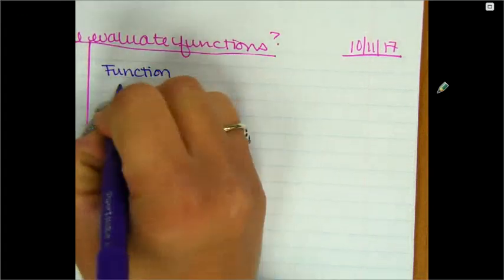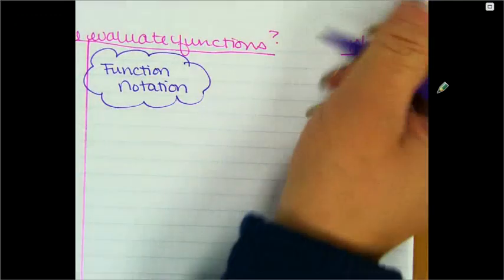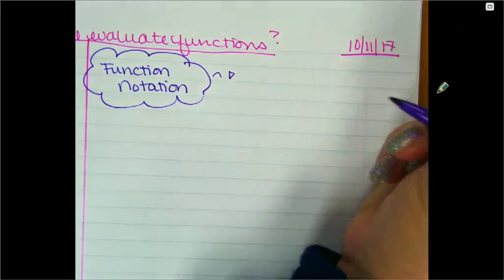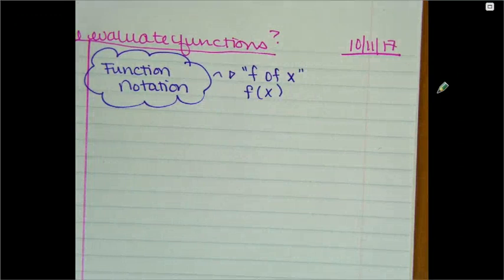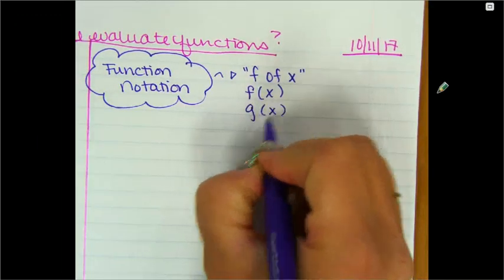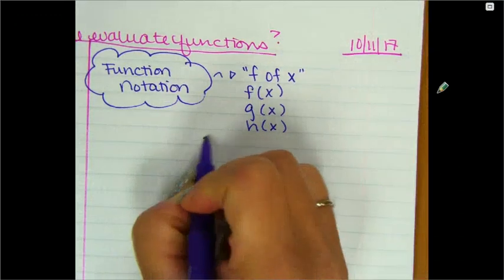All right, let's talk about function notation. Function notation looks like this. The way you say it is f of x. F of x. We could do g of x. We can have h of x, p of x. It doesn't really matter. Does that make sense? This is whatever the variable is that you're using. So this is in terms of x.